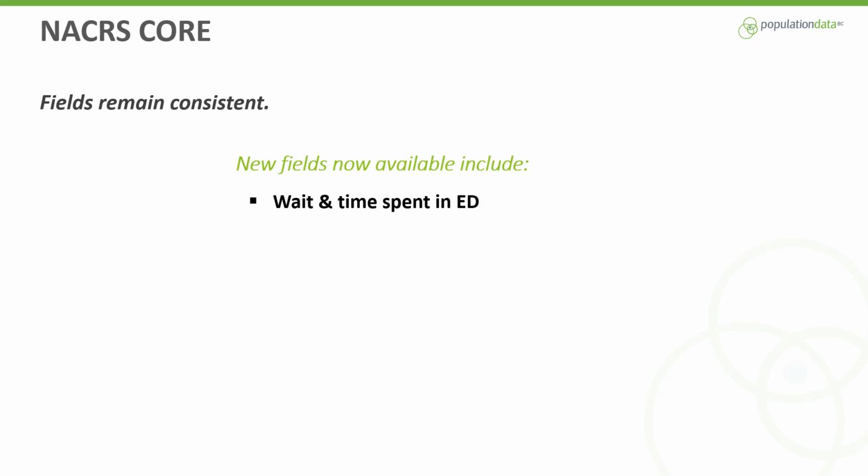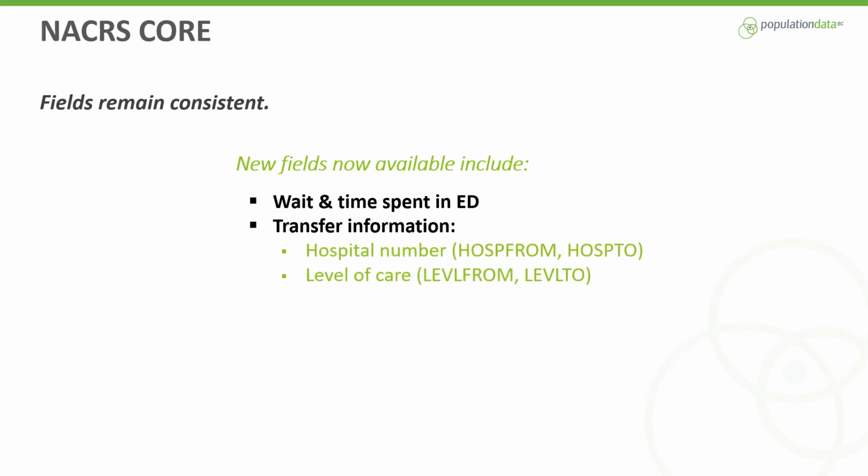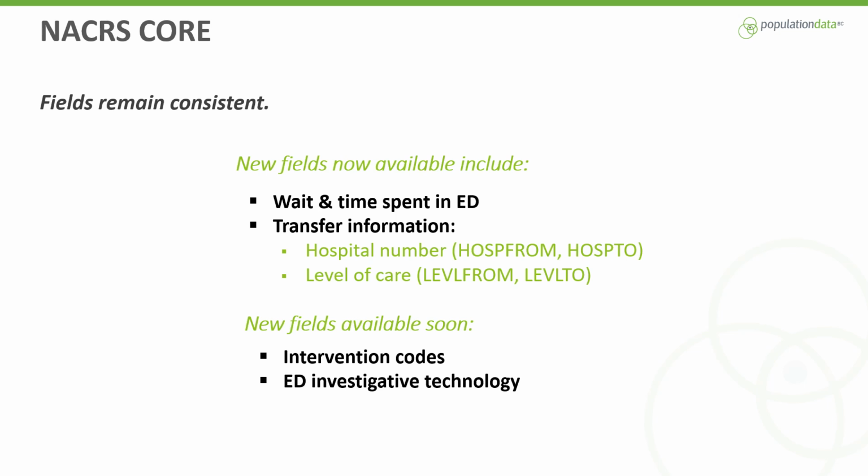In NACRS, overall, fields remain consistent with minor changes. For example, fields now available include wait and time spent in ED and transfer information, consisting of hospital number from N2 and level of care from N2, if applicable. New fields that will soon become available include intervention codes and ED investigative technology.